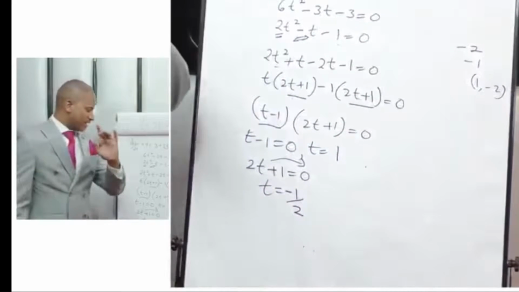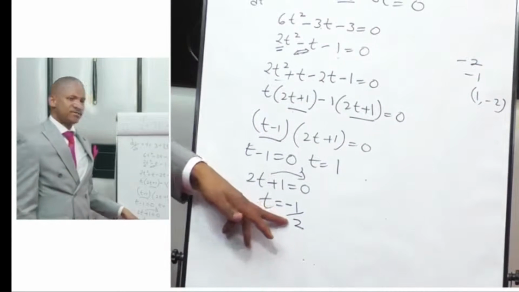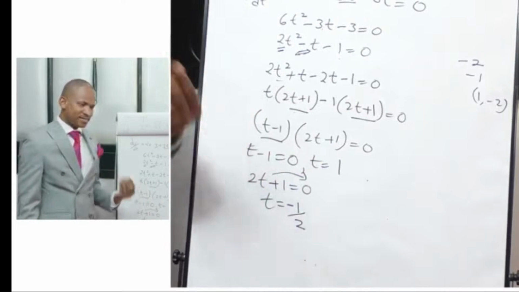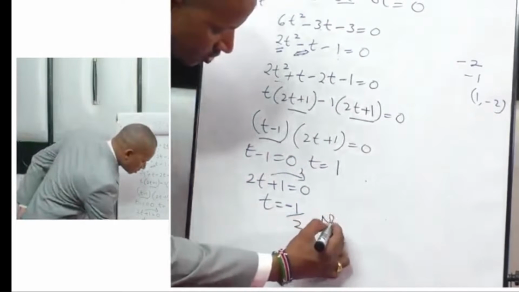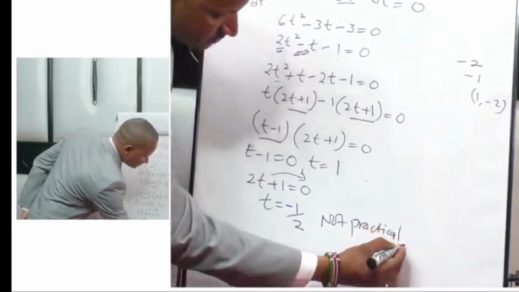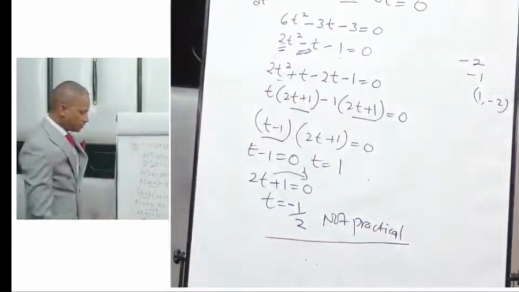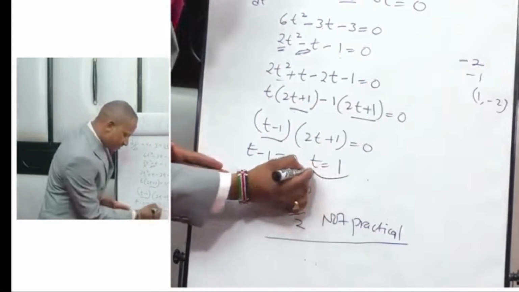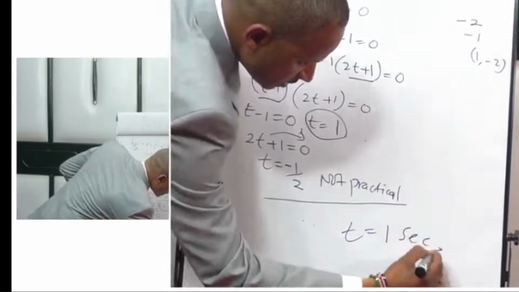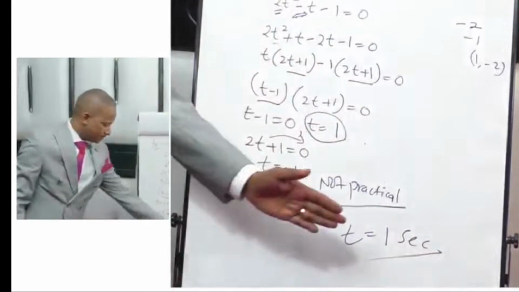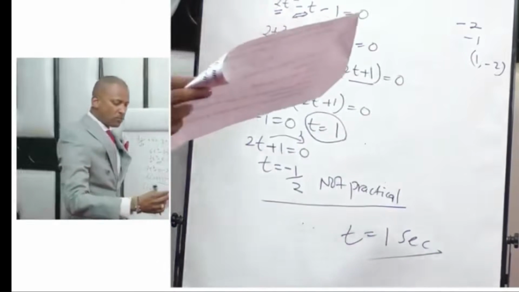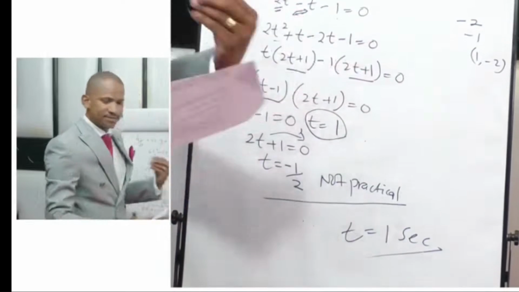Now, be careful here, class. I've gotten a t which is negative, and I've gotten a t which is positive. When t is negative, you say not practical. T cannot be negative. Then I take this value of t, and my t becomes 1 second. This is what I want: the time the particle was momentarily at rest.